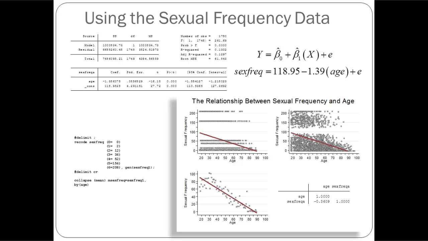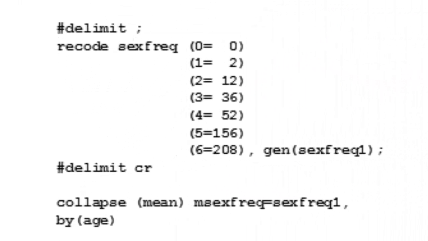Throughout this course, we've often looked at the example of sexual frequency. In this case, I'm going to look at the relationship between sexual frequency and age. I've used Stata to produce the graphics and the regression output here. And I've got some Stata code on the left-hand side that shows you how I recoded the sexual frequency variable to convert it to a measurement of number of times per year.